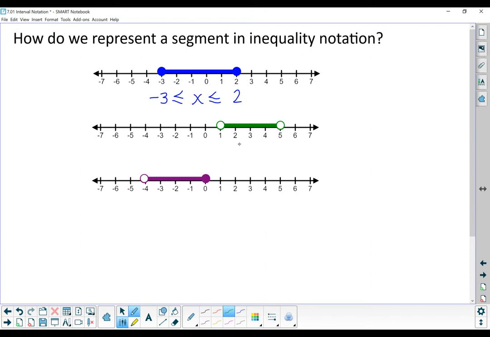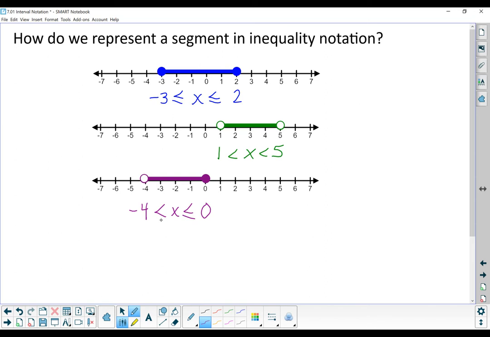So for this next one, our two boundary values are 1 and 5. And both of those are strict inequalities because we have open circles there. And then our last one, boundary of -4 on the left, boundary of 0 on the right. Our x value has to be between those two. And let's see, on this side, strictly greater than -4. And on the other side, less than or equal to 0.